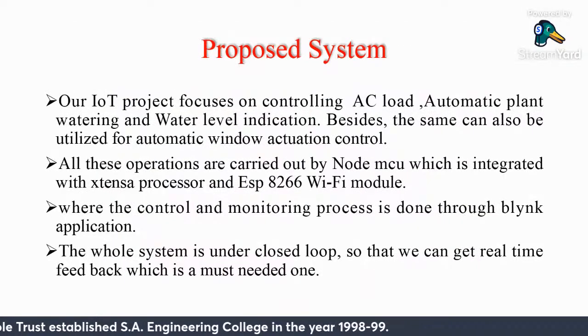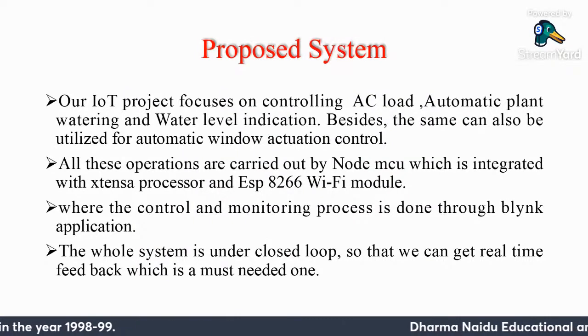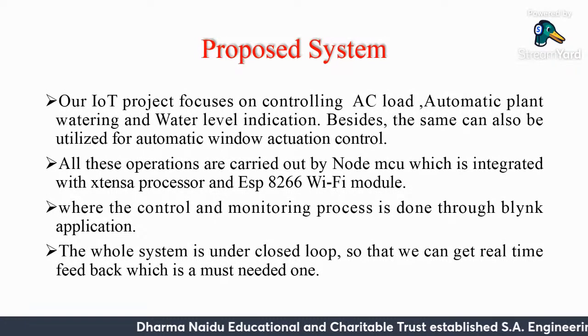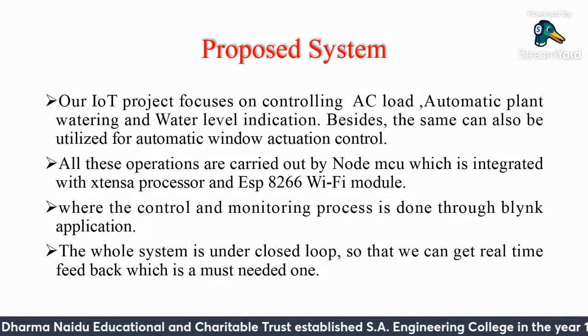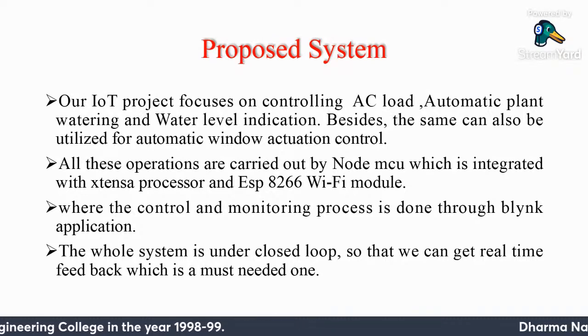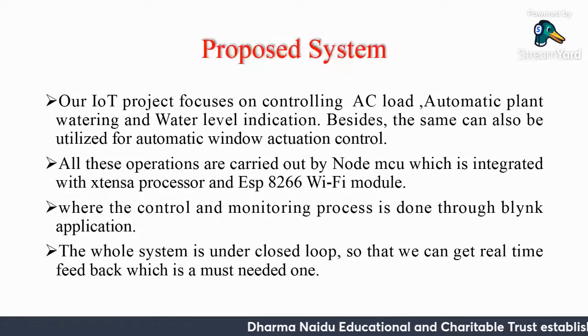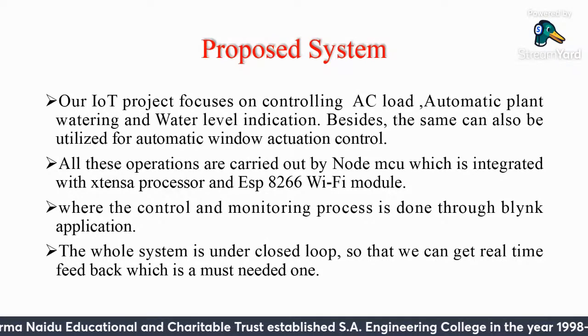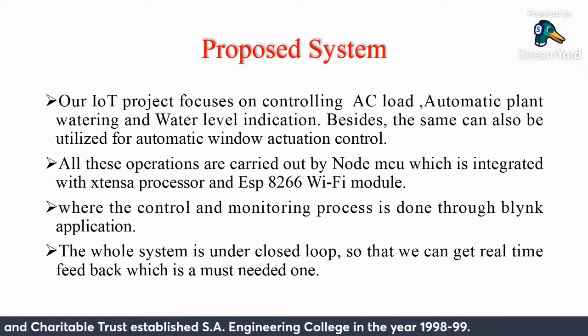Next, coming to our proposed system. Our IoT project focuses on controlling AC loads, as I said already. AC load in the sense of fan loads, light loads, etc. We are controlling it automatically, and we are getting real-time feedback of what we are controlling. Then coming to the automatic plant watering system, we are watering the plant which we plant in our house or home. We get feedback of the moisture level in the soil, and we are utilizing that sensor data to control the pump to water the plant.